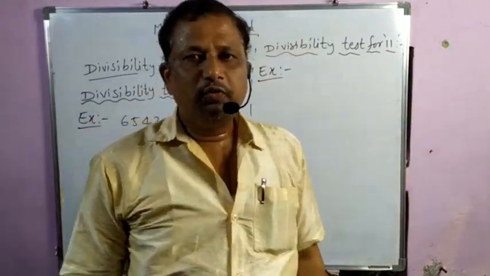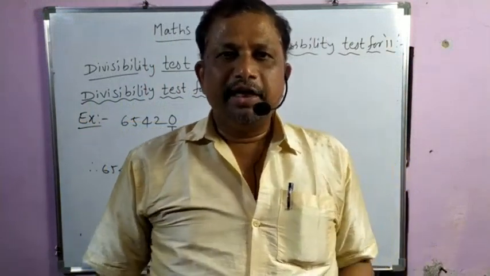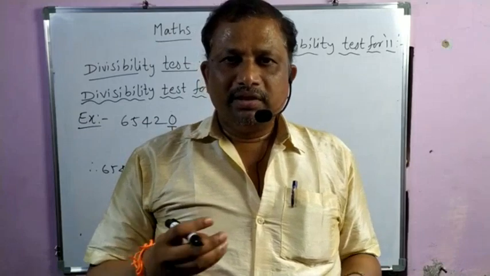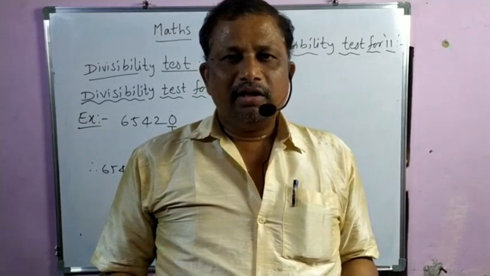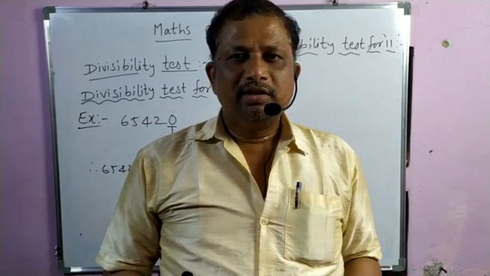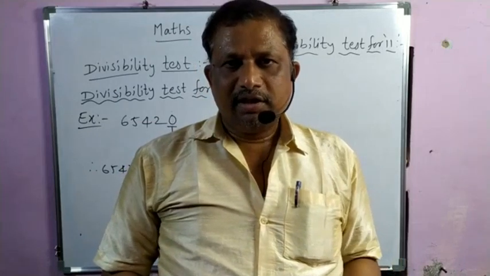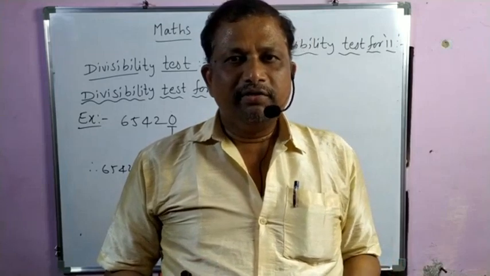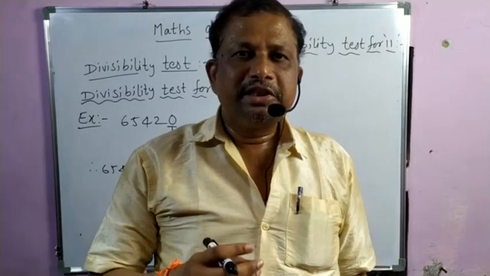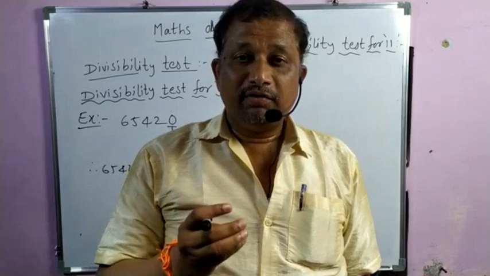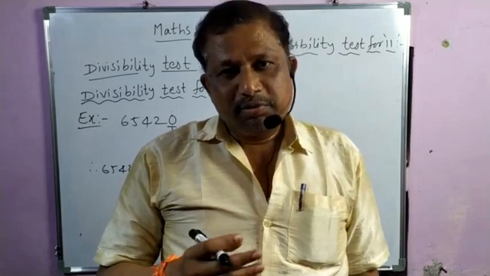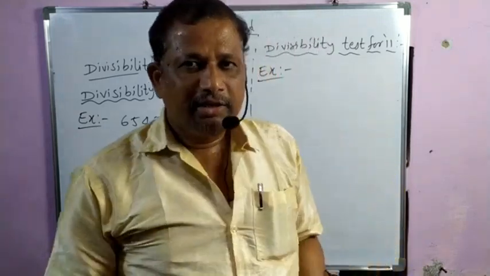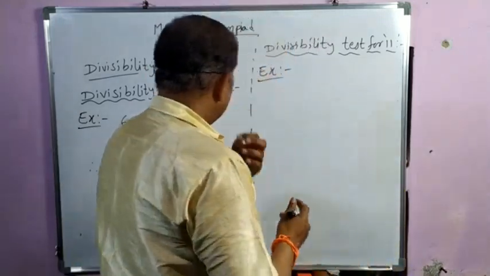What is the divisibility rule for 11? In a given number, if the difference of the sum of the odd place digits and the sum of the even place digits is divisible by 11, then the given number is divisible by 11. Let us see by taking one example.